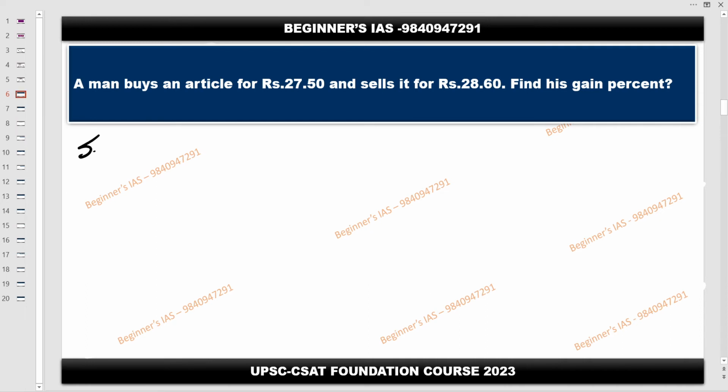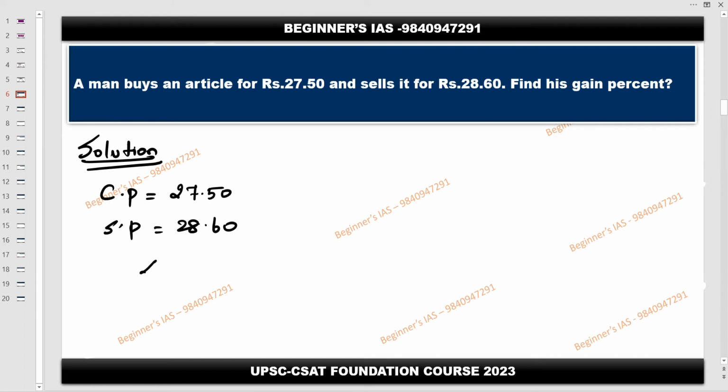A man buys an article. Whatever the man buys and spends on modification, those things come under the cost price. So the cost price is equal to 27.50. Then the selling price is equal to 28.60. So obviously it is going to be a gain only, since the selling price is greater than the cost price. So obviously profit will occur.